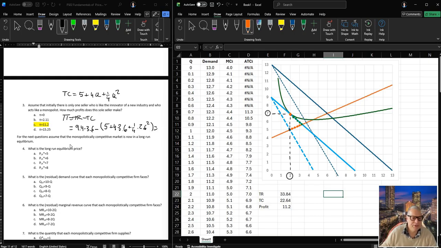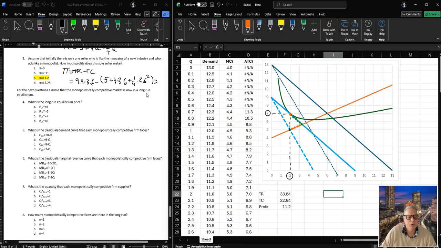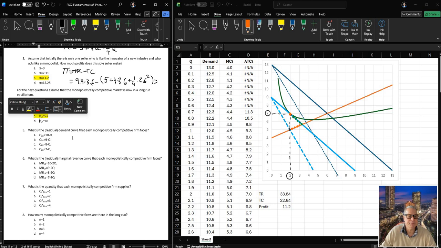Okay, but let's see what the questions are. So for the next questions, assume that the monopolistically competitive market is now in the long run equilibrium. What is the long run equilibrium price? We just said, well, this is 7. What is the residual demand function? Well, it looks like it is 9 minus Q.